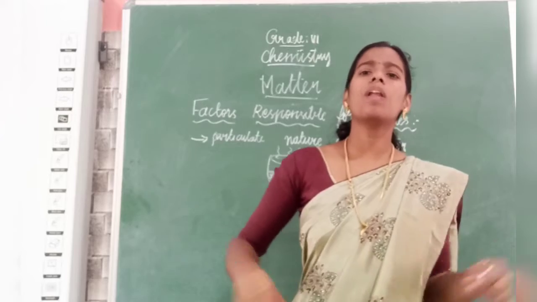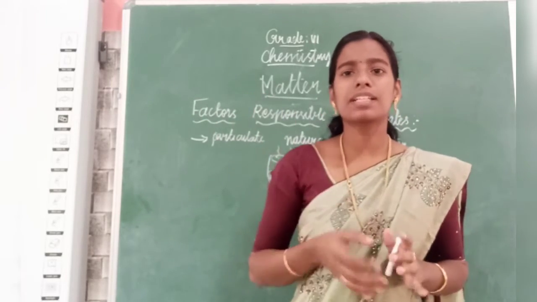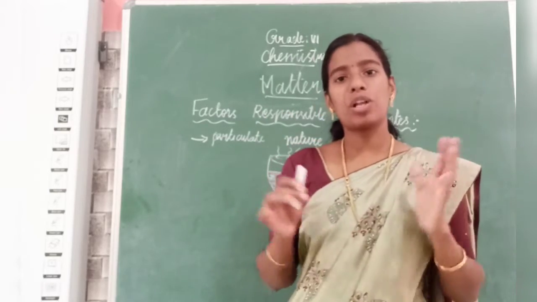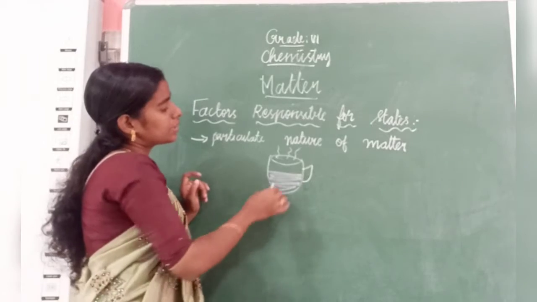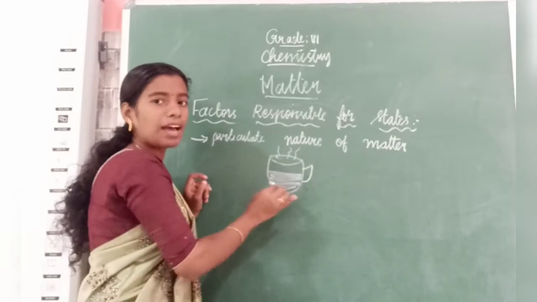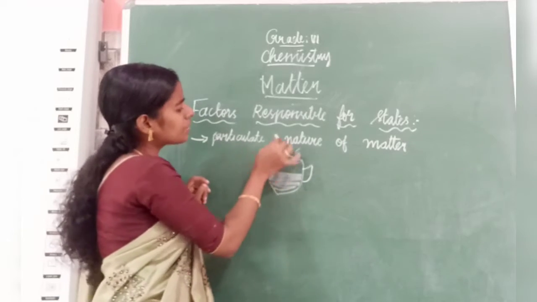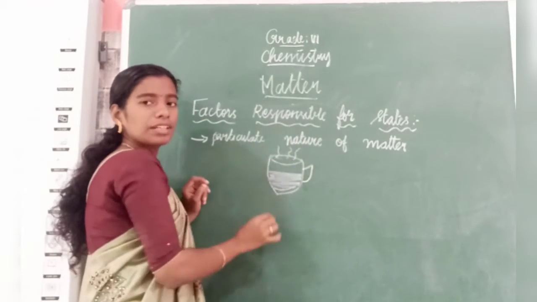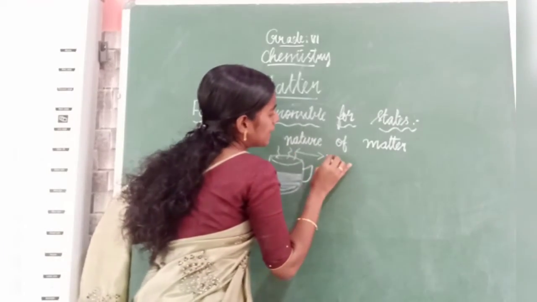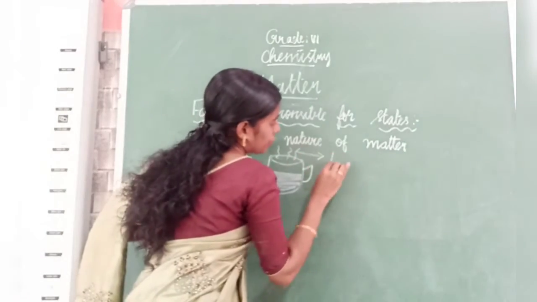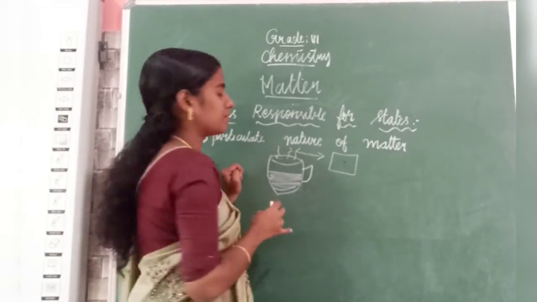All the matter around us is made up of tiny particles called atoms or molecules. Consider this example: this is a cup. It has some tea or coffee, and it is very hot, so the vapors are coming out. These vapors are in the gaseous state. So you can represent the gaseous state here.